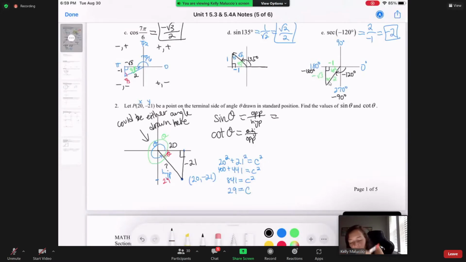So then opposite over hypotenuse, again, is negative 21 over 29. And then adjacent over opposite, sorry, is 20 over negative 21. But I could just put the negative in the top. Even though the 20 is actually positive in my little trig diagram, the negative can go in the denominator, but that's kind of weird. If we have negative 1/2, we don't write or say 1 over negative 2. We don't say it like that. But it doesn't matter as long as you have that negative there.